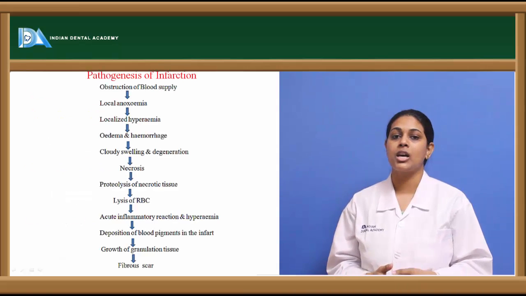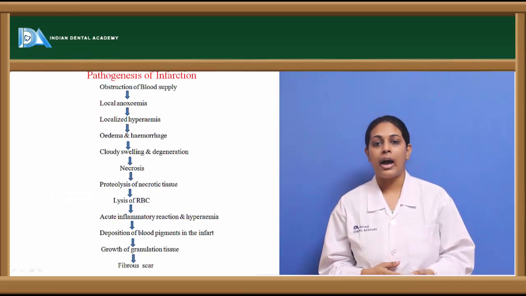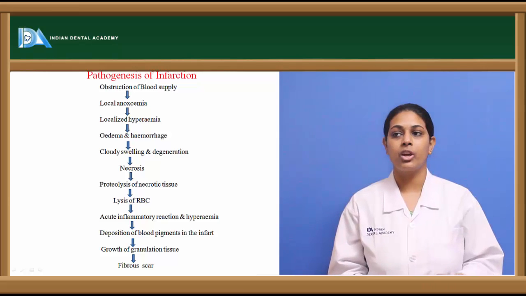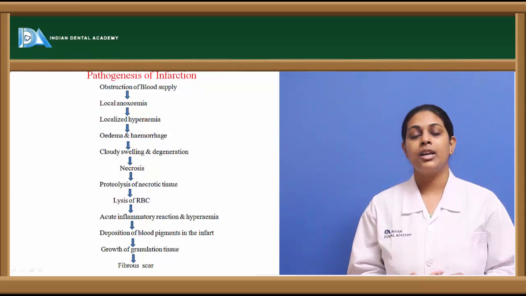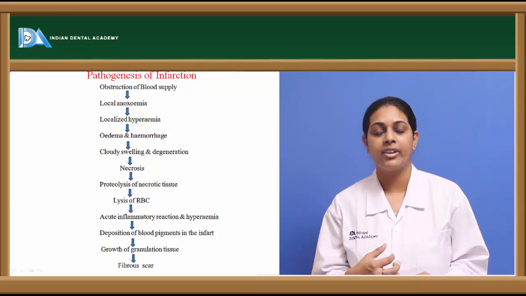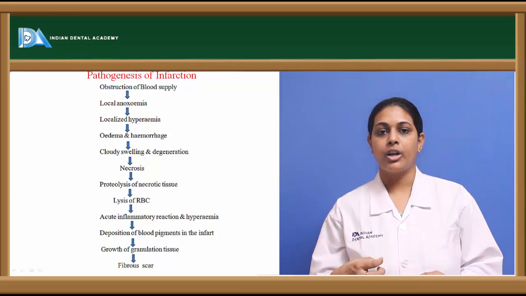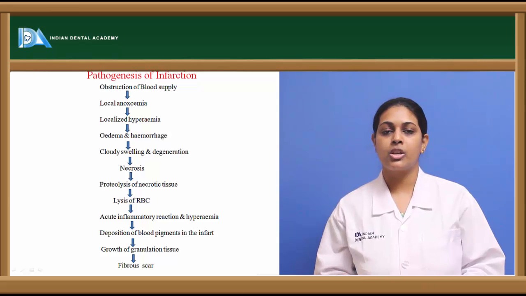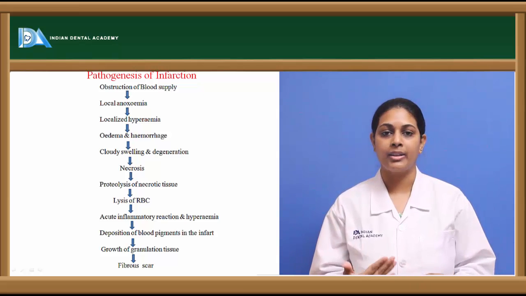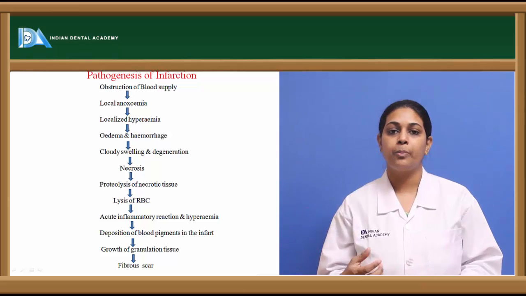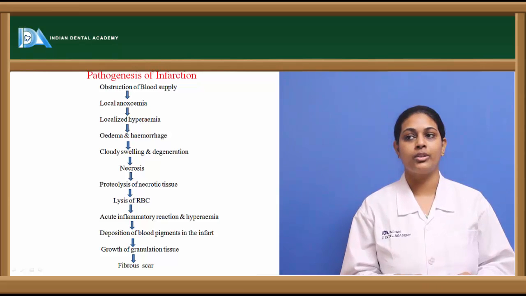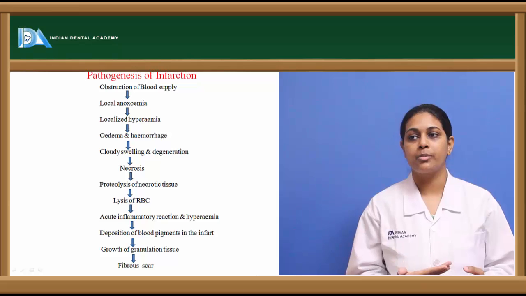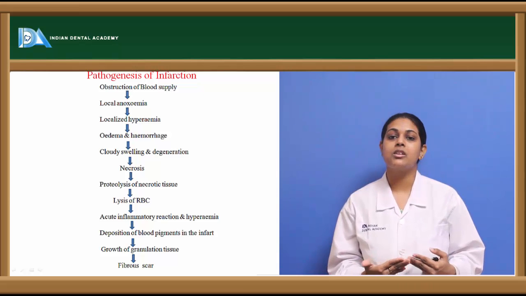Coming to the pathogenesis, how infarction occurs: as already said, it is mainly because of an obstruction in the blood supply. Since blood carries oxygen to the other body organs, because of this obstruction the oxygen is also not supplied to the particular organs which are affected, and this results in local anemia, and this local anemia results in local hyperemia.